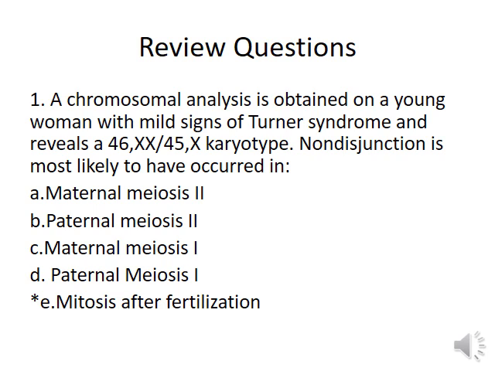of your review. And the first one that I'm going to look at is a chromosomal analysis is obtained on a young woman with mild signs of Turner syndrome and reveals a 46XX/45X karyotype. Non-disjunction is most likely to have occurred in... Well, the first thing we do is we look and see that if a person is 46XX/45X, that is a mosaic. So let's go down to E, and E, the answer is mitosis after fertilization.